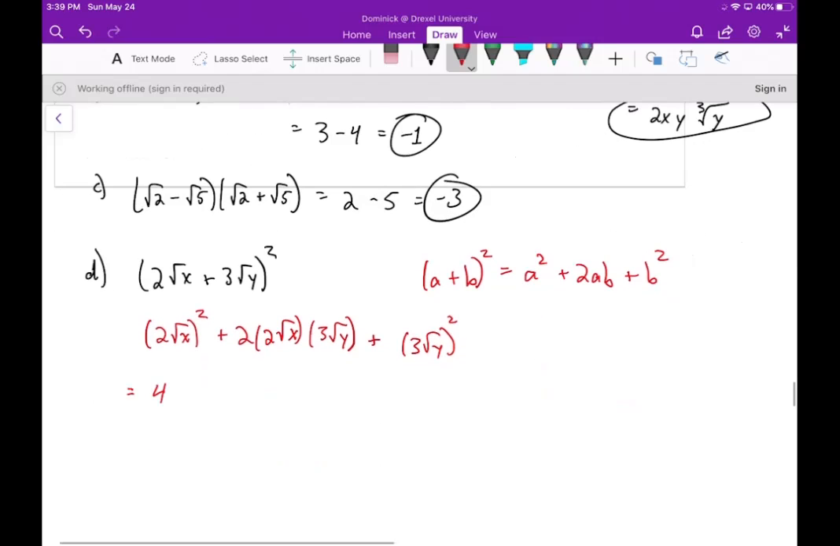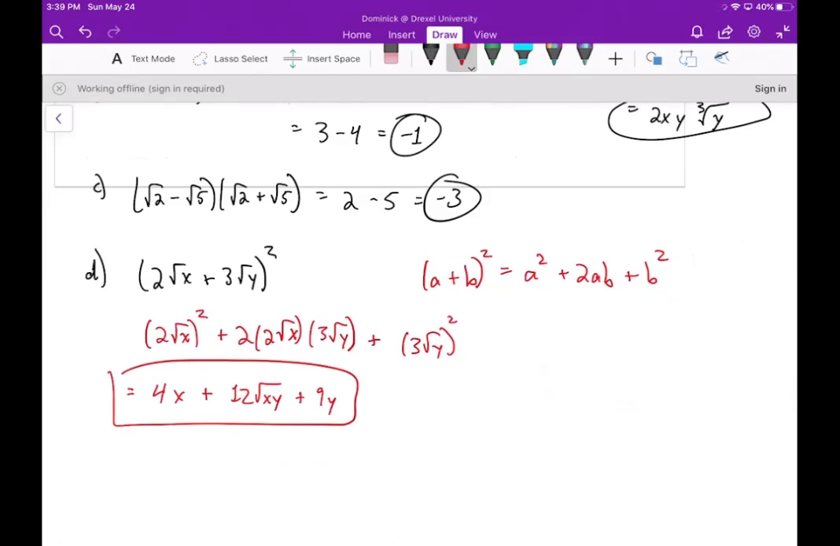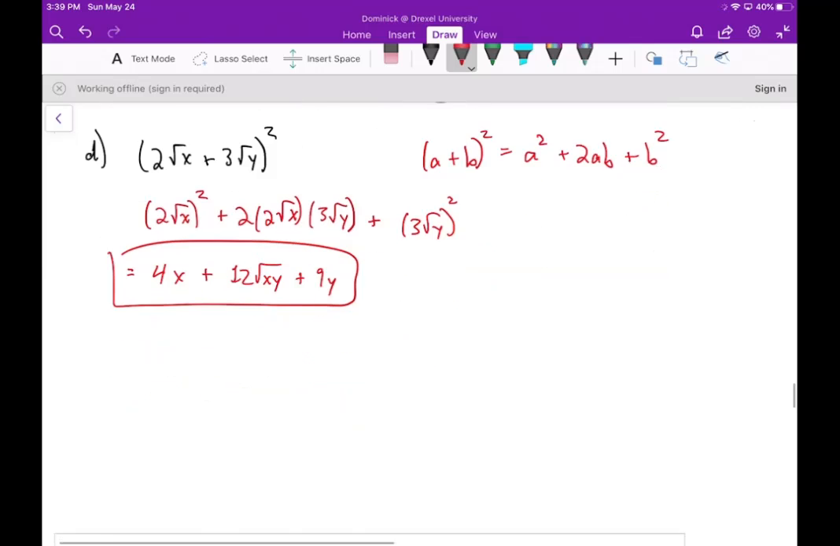So I'm going to get a 4x, right? If I square 2, I get a 4. If I square the square root of x, I get an x. And then 2 times 2 times 3 will give me a 12 square root of xy. And then I'm going to get a 9y. Okay, so that's that one.